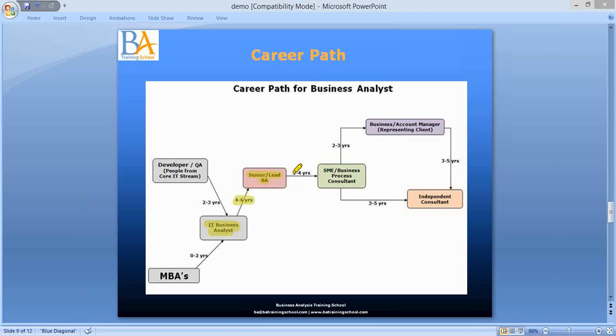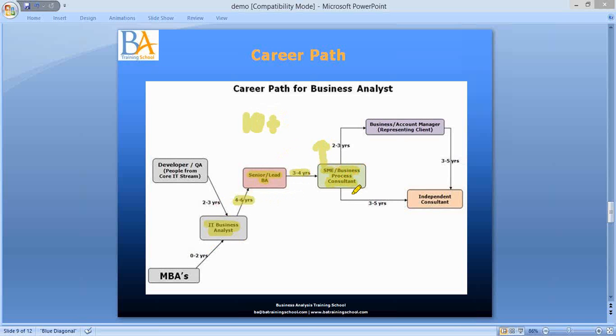And then after a couple more years, you can become an SME or a business process consultant. The SME, which we call a subject matter expert, is nothing but a person who has worked through all these previous years, like this 4 plus 6 plus 2, around 10-plus years, a minimum of 10 years in only one particular industry or one particular customer.